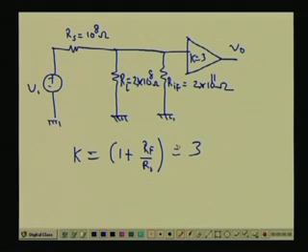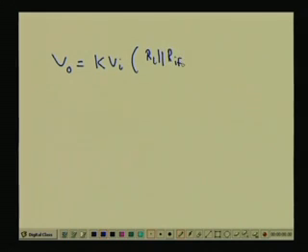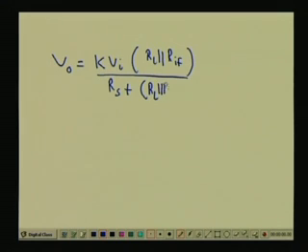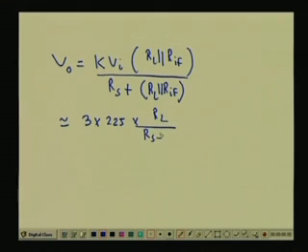Now, analyzing the above circuit we can write that VO will be equal to K VI times RL parallel RIF upon RS plus RL parallel RIF. This becomes almost equal to 3 into 225, because this is the voltage generated by the pH probe, into RL upon RS plus RL. Please note this is almost equal to, right, like this. Why?